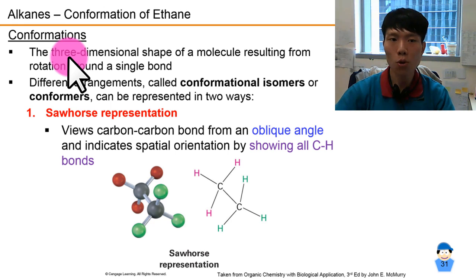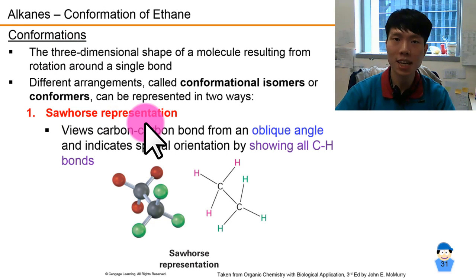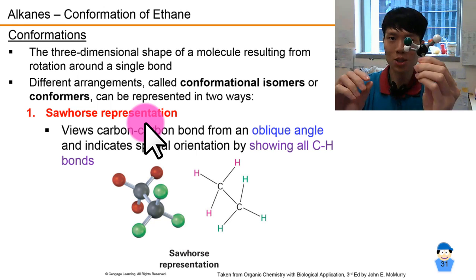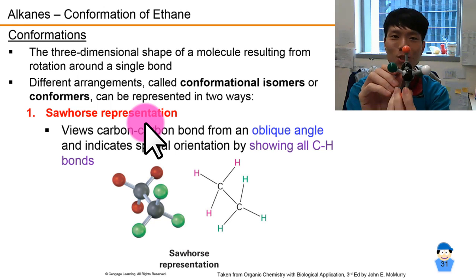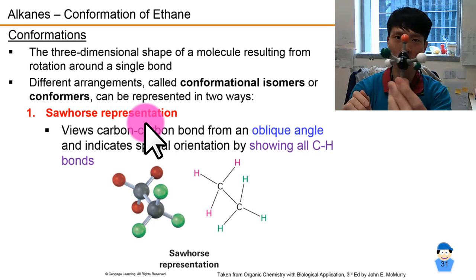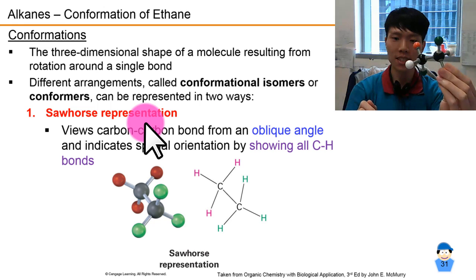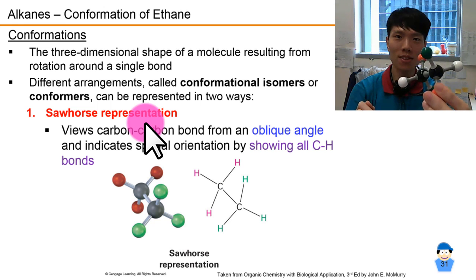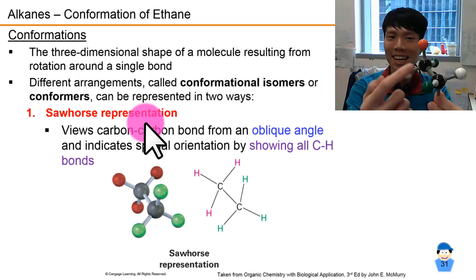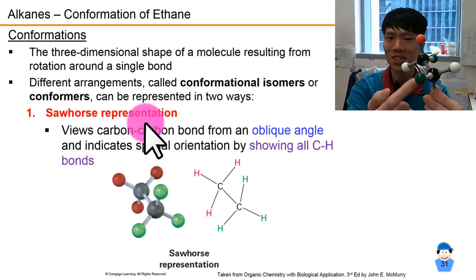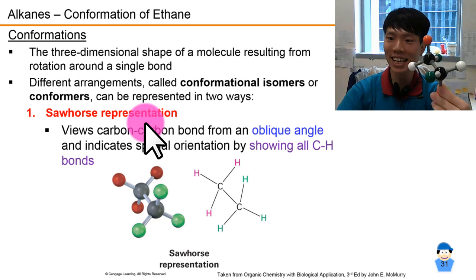The first thing you have to know is your sawhorse representation of drawing it. So the sawhorse representation views the molecule from an oblique angle. Oblique angle, now I'm trying to use this toy here, the model, at an angle. So now you're not seeing an angle because you see straight through the bond, right? So if I turn it, can you see? Are you seeing through the angle? Yes, you are seeing through the angle, right? So you see the bonds here between the carbon-carbon, and you can see the CH bonds or CX bonds around there at the oblique angle, okay?